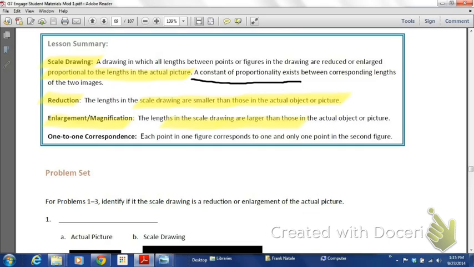Okay, one-to-one correspondence. Again, this wasn't mentioned at all in the lesson, but we could talk about it now because it probably makes a lot of sense. Each point in one figure corresponds to one and only one point in the second figure. With a one-to-one correspondence, they are the same exact size.